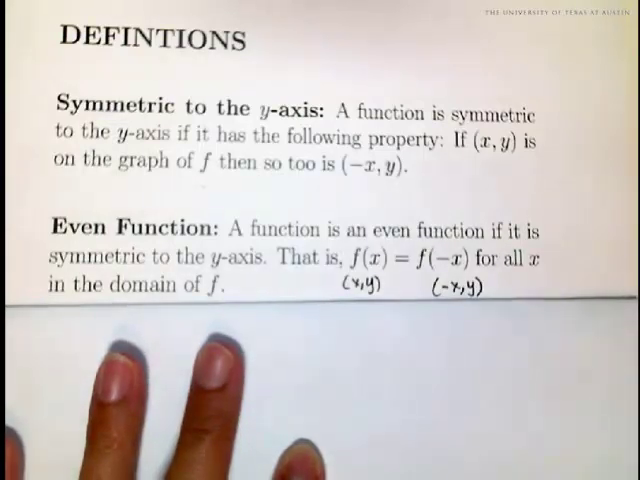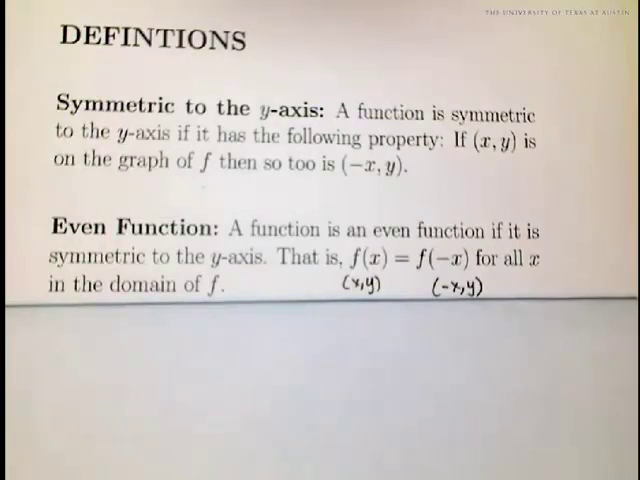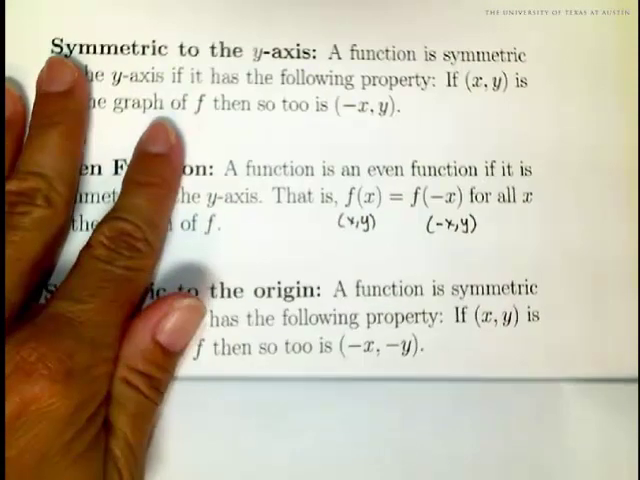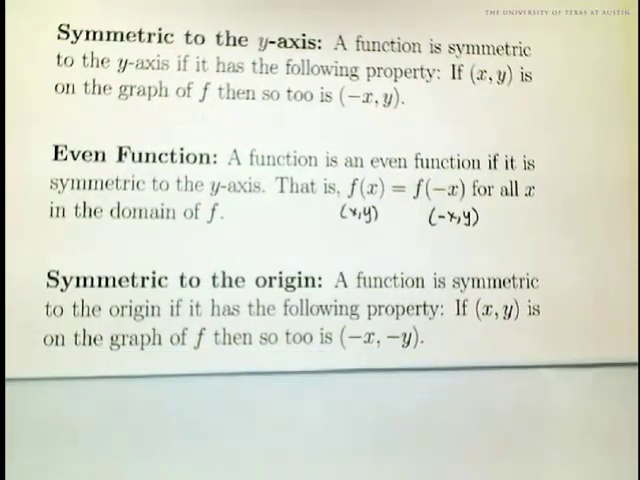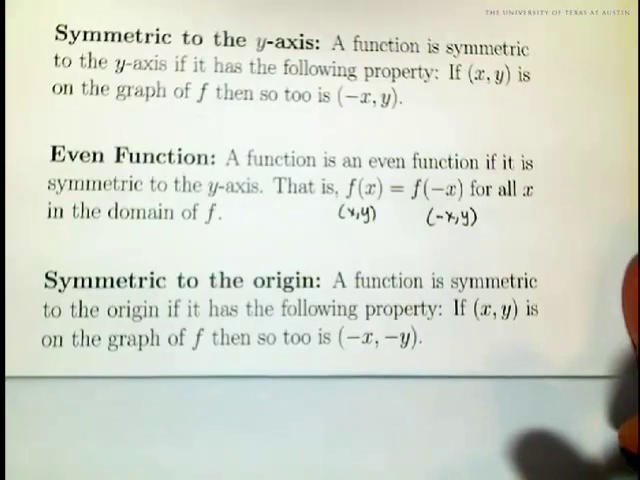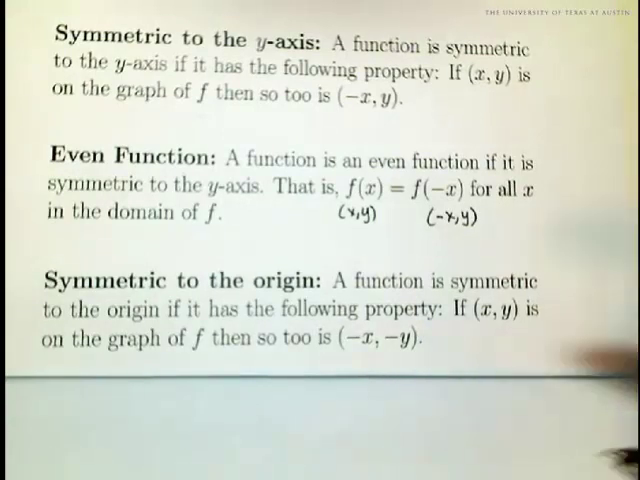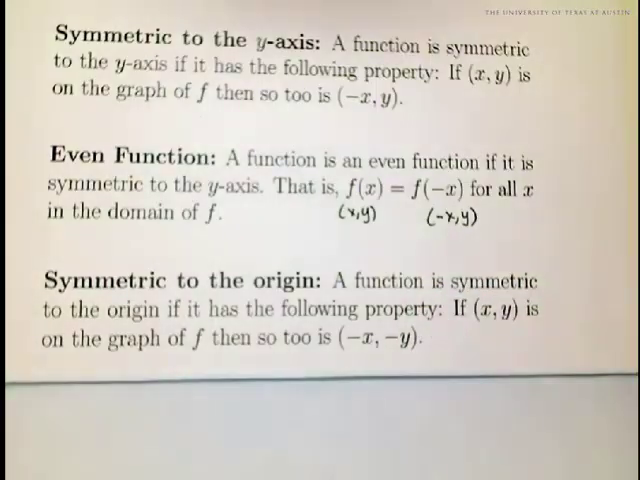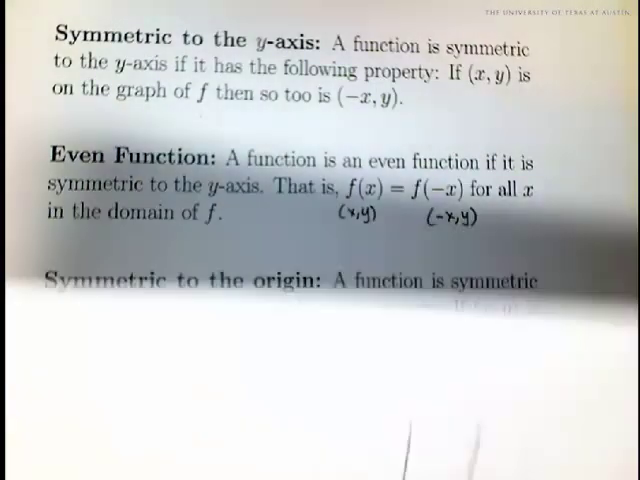Okay? Now we also have symmetry to the origin. Let's define that. A function is symmetric to the origin if it has the following property. If x, y is on the graph of f, then so too is negative x, negative y. So what does that mean graphically? Well, let's look at a particular example.